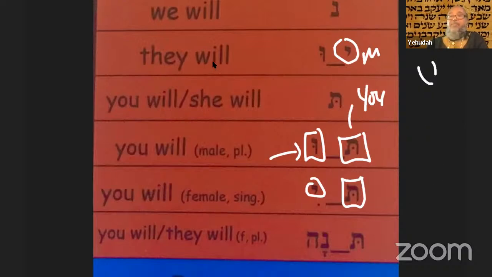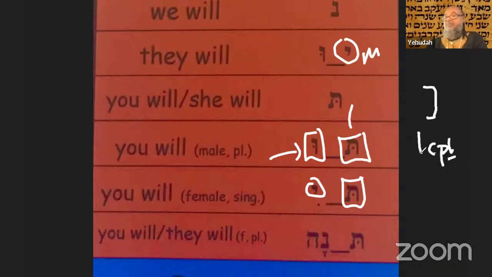And what is a noon in the beginning? The noon on the beginning of a word would be first person, common, plural, because it's we or us. Up here, we will. Let us make man in our own image. We will do such and such. We will guard.